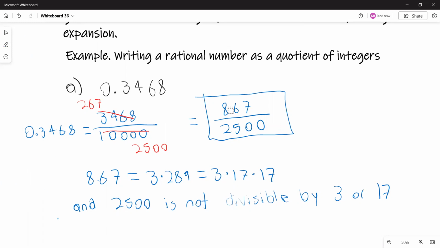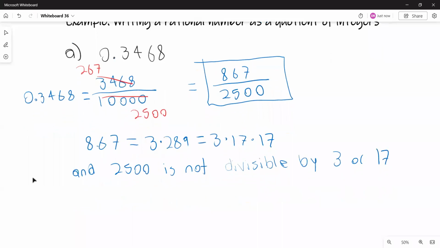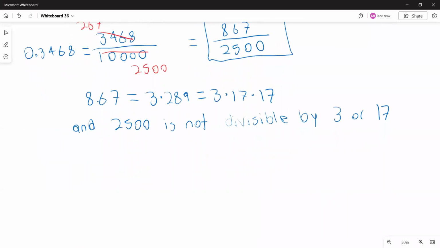Okay, in part B, we have a rational number with a repeating expansion. Looks like this. The whiteboard froze. Okay, let's try again. Okay, so the next one is a rational number with a repeating expansion.